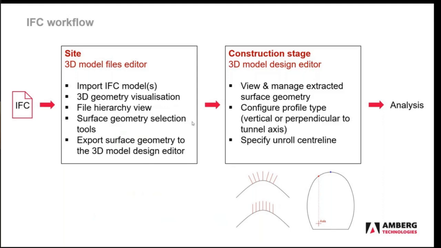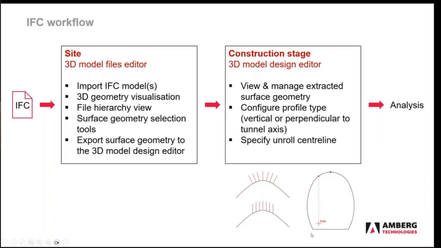And this construction stage type, inside it, we have a 3D model design editor. And this is for viewing and managing that data that you extracted in the earlier step from the 3D model files editor. And the two main configurations here are you define the profile type, so whether it's always vertical, like what we see here in this little diagram, or whether they are always perpendicular to the 3D axis. These settings are also in the theoretical sections editor in the usual 2D workflow. The other setting is you specify the unroll centerline.